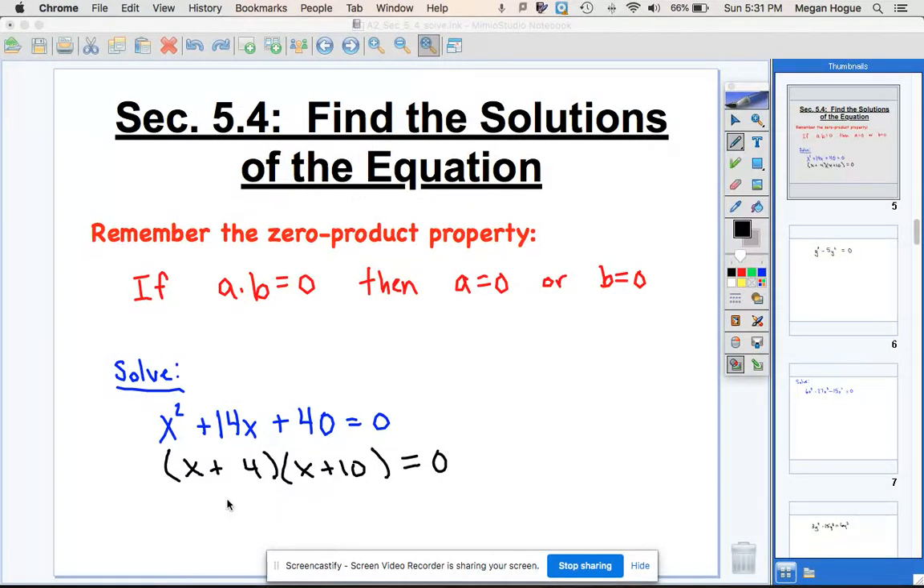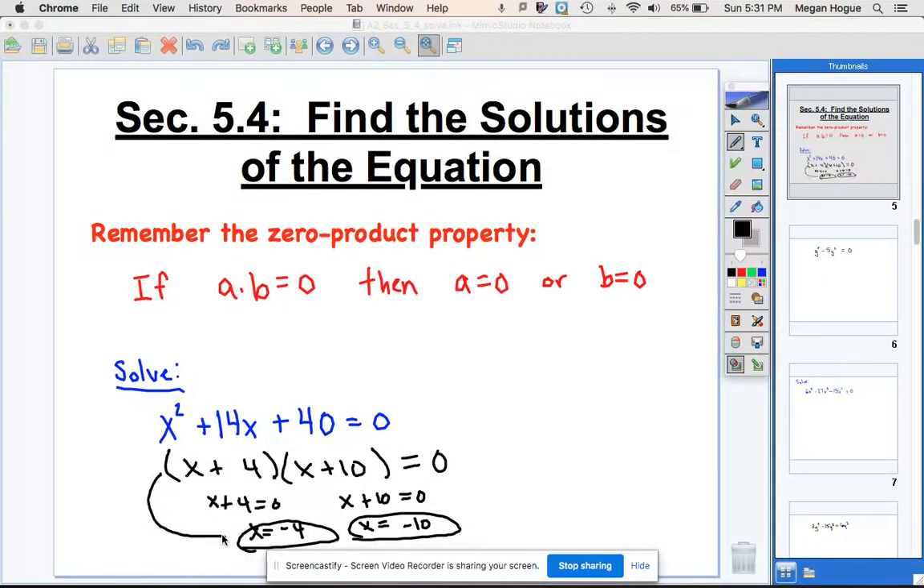Now remember, technically what we were doing is we were saying x plus 4 would have to be 0, x plus 10 would have to be 0, and we solved each one of these. So x would be negative 4 and x would equal negative 10. We didn't show those little equations every time, and we won't have to today either, but that got us to our 2 answers of x is negative 4 and x is negative 10.